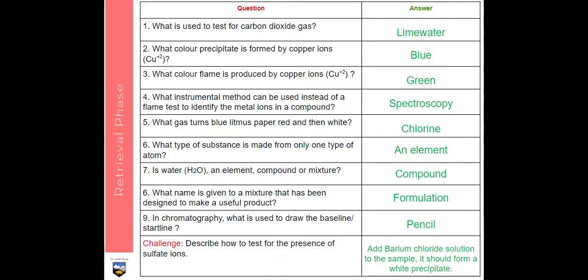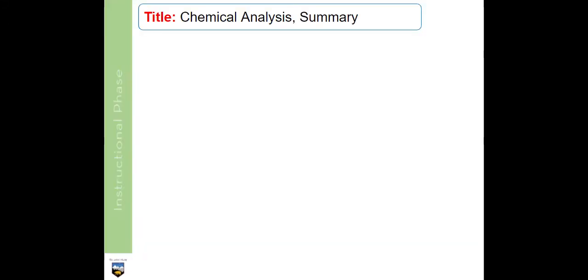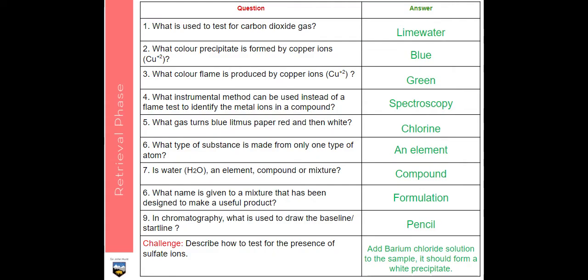And finally, the challenge was quite difficult today. Describe how to test for the presence of sulfate ions. Well, to test for sulfate ions, we would add barium chloride solution to our sample. And if a white precipitate forms, we know it contains sulfate ions because that white precipitate, the solid formed, is barium sulfate, because the barium reacts with the sulfate ion and the chloride ion is left in solution.